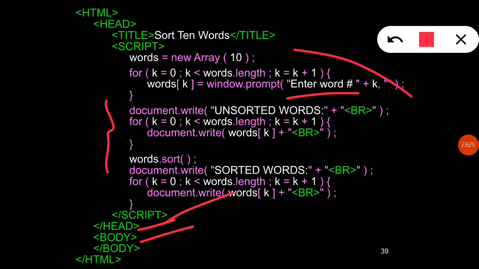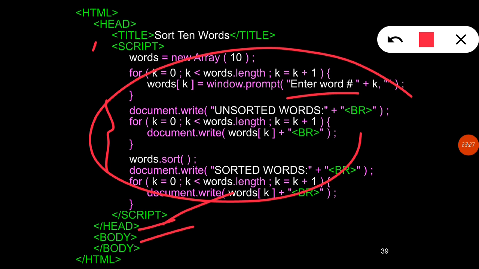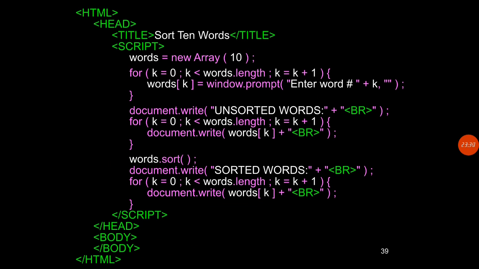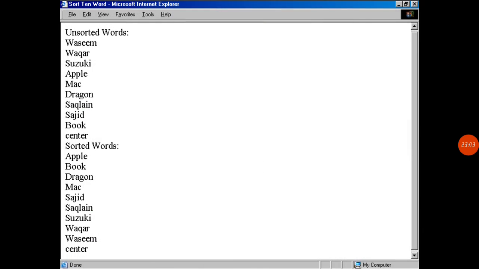And see here, we wrote these statements within the head section. There is no problem, you can write these statements within the head or in the body section. And here head is closed, body is open, and body is closed, and this is HTML close. Save this program with a .html extension and execute the program. When you execute the program, you will get the output like this.